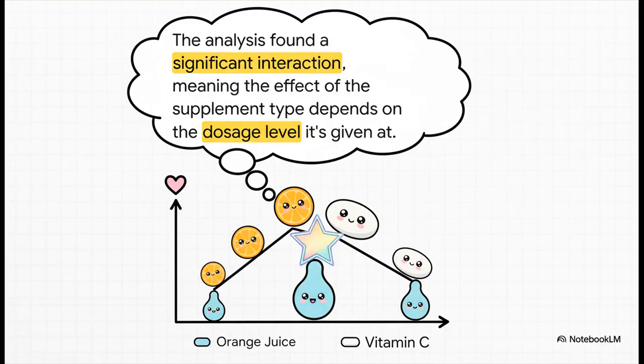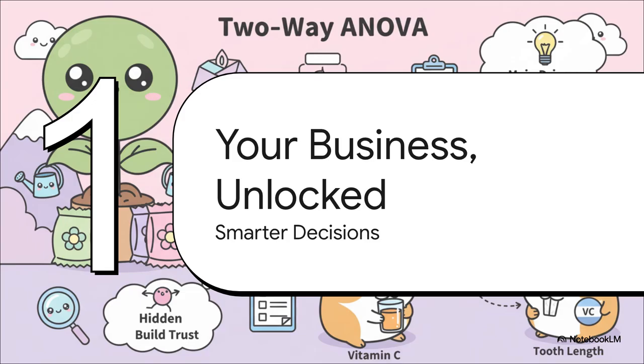So what did our analysis find? A significant interaction. And this is huge. It means you can't just say orange juice is better or a high dose is better. The real story is more interesting. The effect of the supplement actually depends on the dose it's given at. Now that is a powerful, actionable insight, and it's this kind of thinking that can totally change how you approach your work.